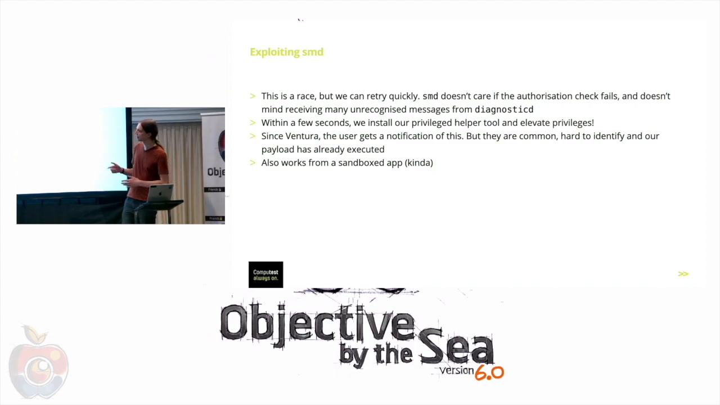Now, as you've seen yesterday in the presentation from Patrick, there's now a notification if you install a new privileged helper tool. But yeah, they're quite common, so at the time you see that notification, the payload is already executed, my code is already running as root, so the user might be able to respond to it, or maybe I can borrow some tricks for avoiding that notification. But yeah, at that point, my code is already running. Now, something interesting about this is that it also works if you enable the sandbox.